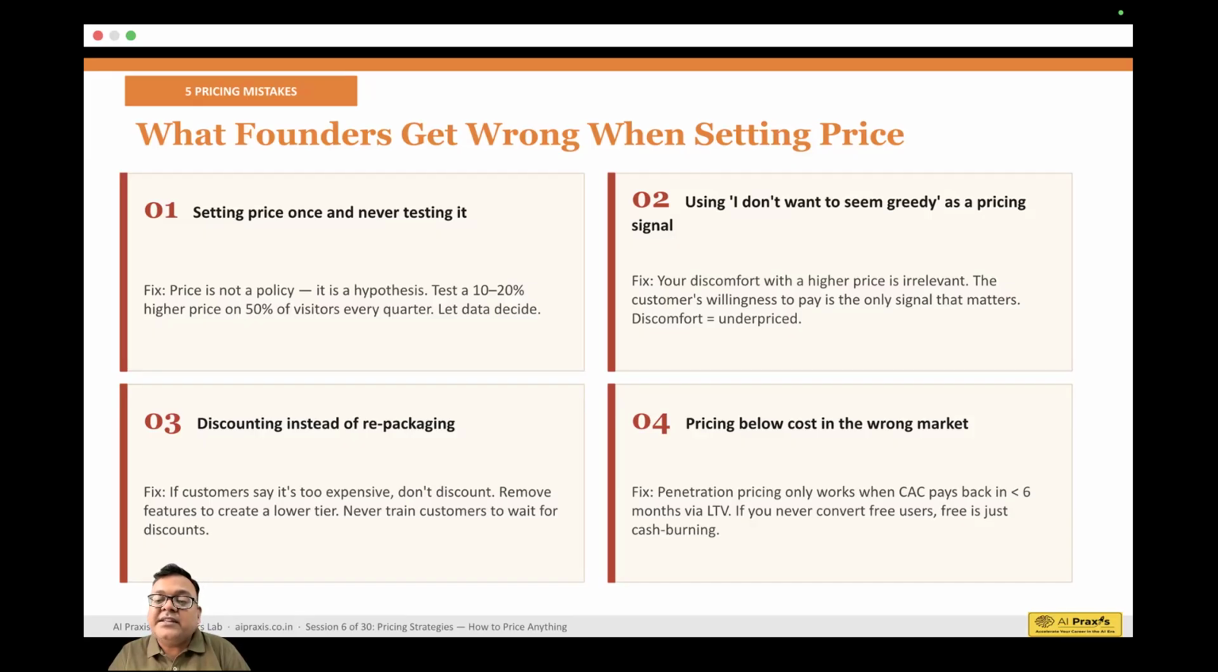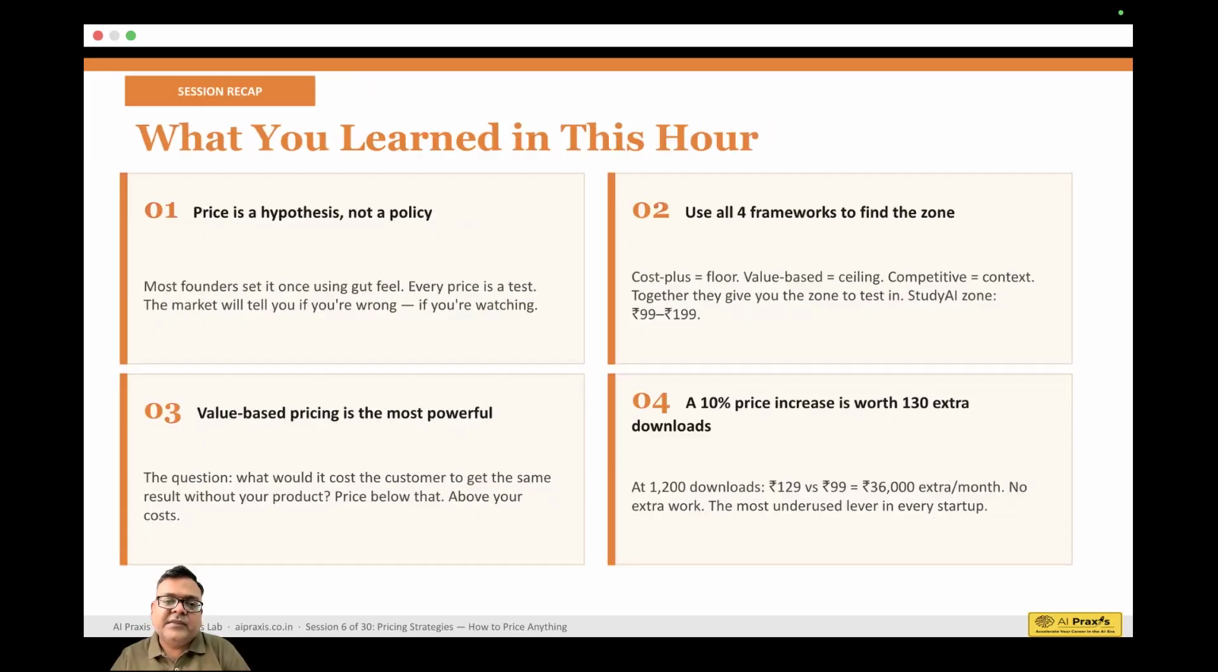The fourth one is pricing below cost in the wrong market. The fix is very simple. Penetration pricing only works when the customer acquisition cost pays back in less than 6 months via lifetime value. If you never convert free users, free is just cash burning. Stop that.